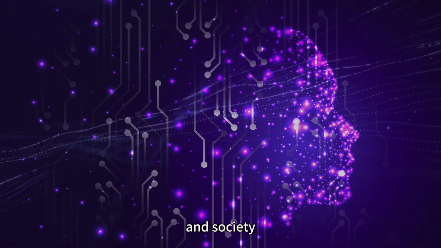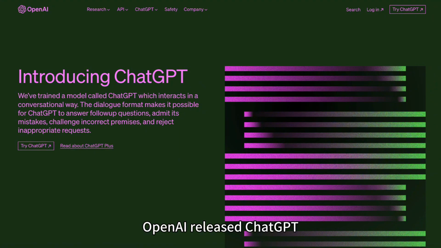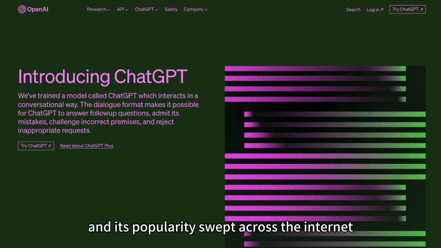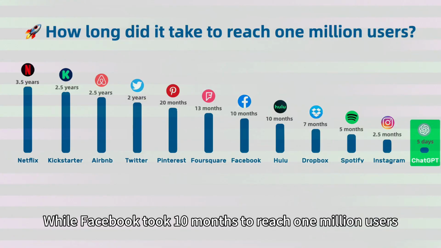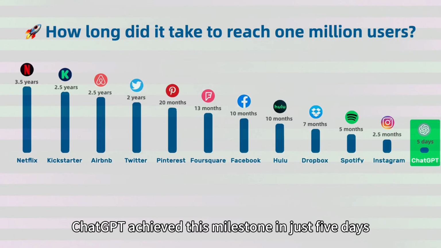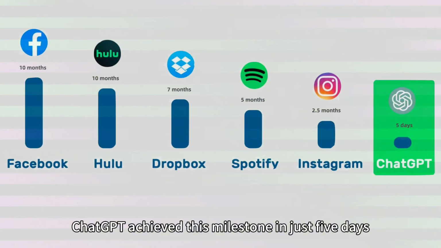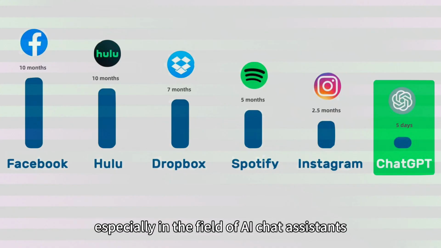business, and society. On the 30th of November 2022, OpenAI released ChatGPT and its popularity swept across the internet. While Facebook took 10 months to reach 1 million users, and Instagram took 2.5 months, ChatGPT achieved this milestone in just 5 days.